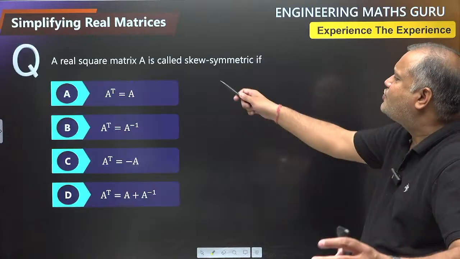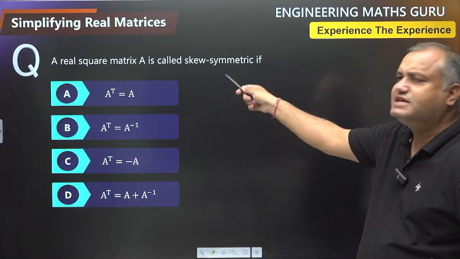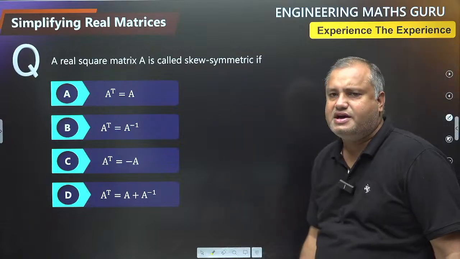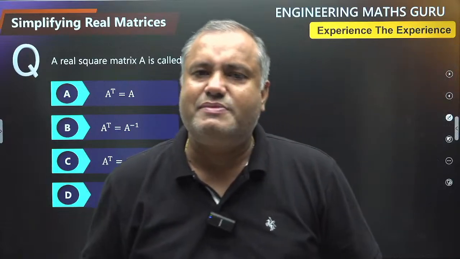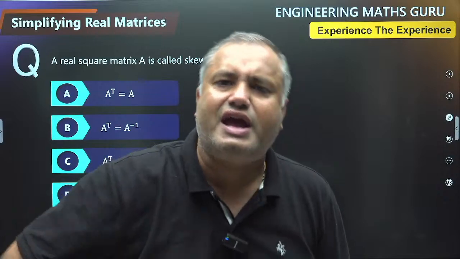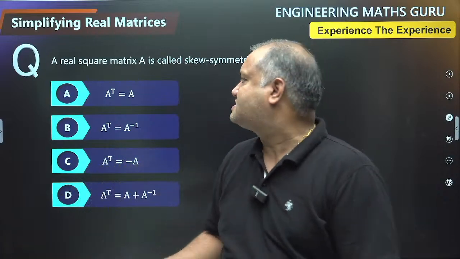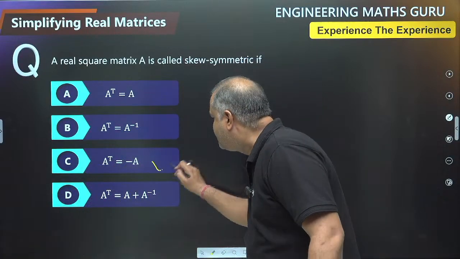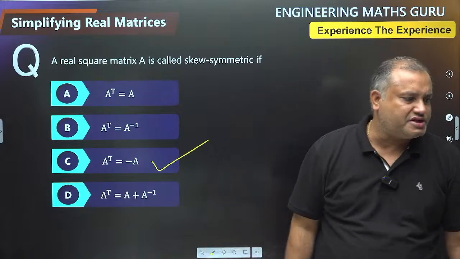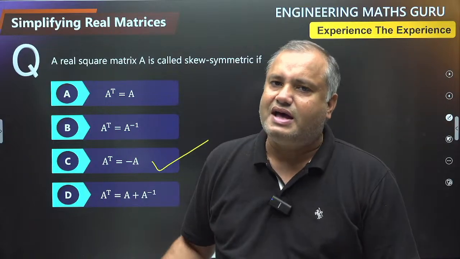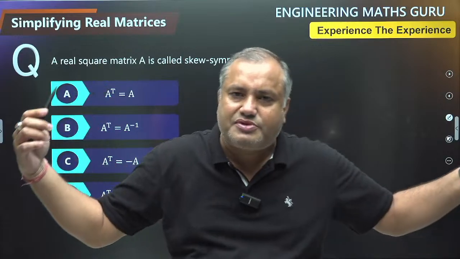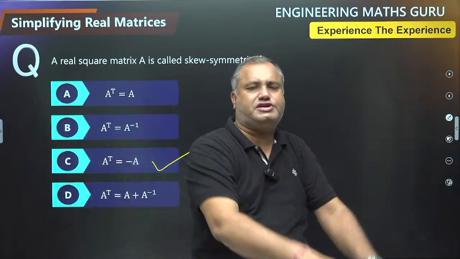A real square matrix A is called skew symmetric. भाई कोई भी मैट्रिक्स स्क्यू सिमेट्रिक है तो उसका ट्रांसपोज -A के बराबर होगा ना, ये ऑप्शन C, वन लाइनर क्वेश्चन। और इसीलिए मैंने कहा था कि जो फ्रेम्स आप देख रहे हैं, you will get direct questions from those frames.